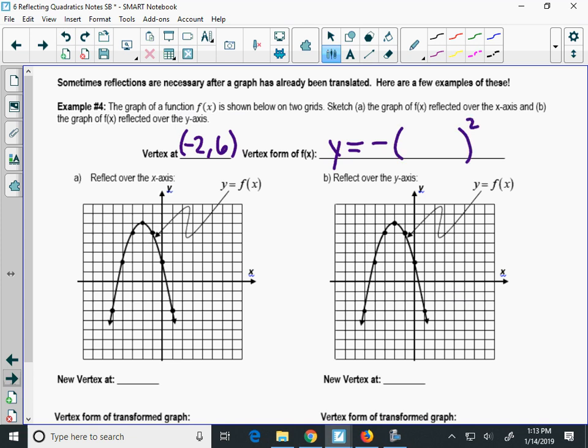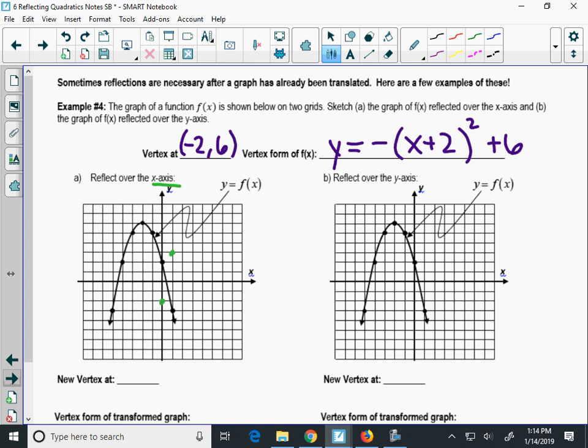So if I have a negative 2 as my x-coordinate, what's going to go in the parentheses? Plus 2, and then the y, or the outside, will be plus 6. Okay, that's the equation that you start with. From here on out, we're going to adjust that parabola. On the left one, it says take that parabola and reflect it over the x-axis. So we did this earlier. Take every point here, and I want you to find where it would be when it reflects over the x-axis.